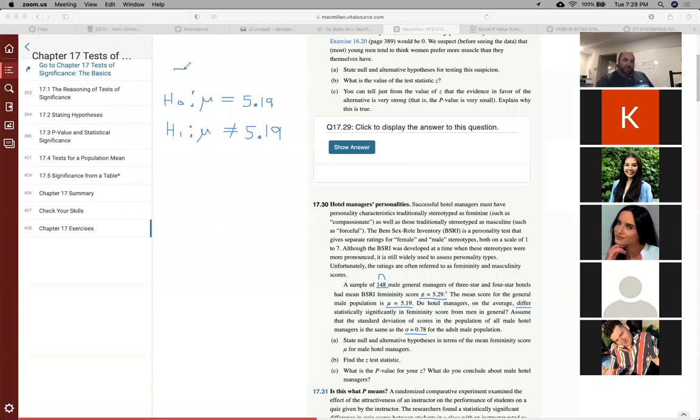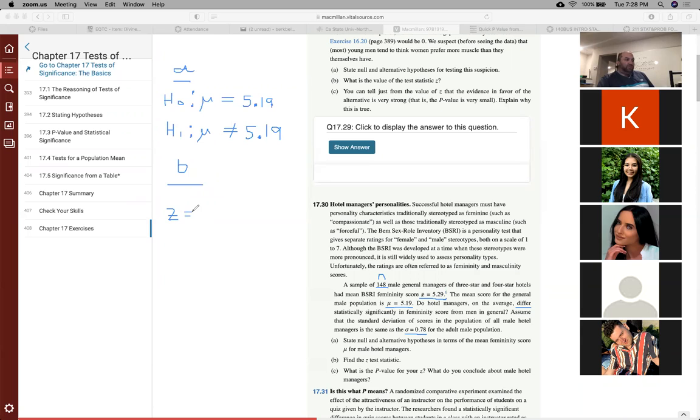Part B, that was part A. Part B. Question. Would this be a two-sided test? Yes, it would. Not equal to means bigger than or smaller than, either way, both sides. Part B, find the test statistic.